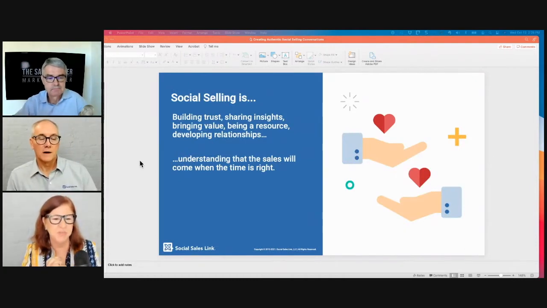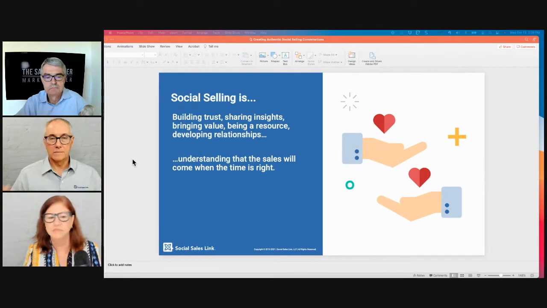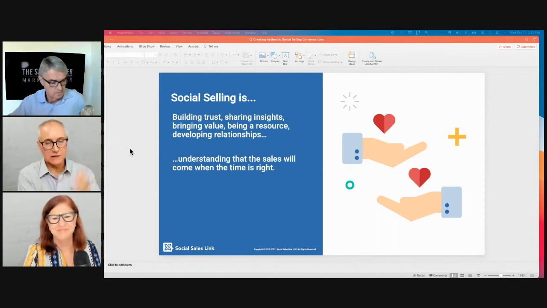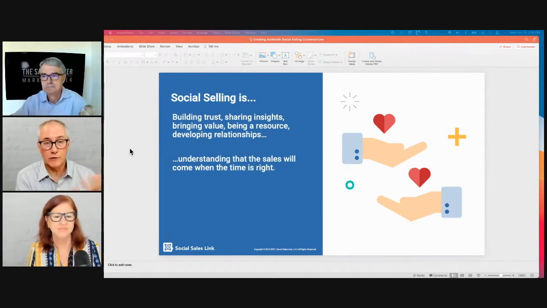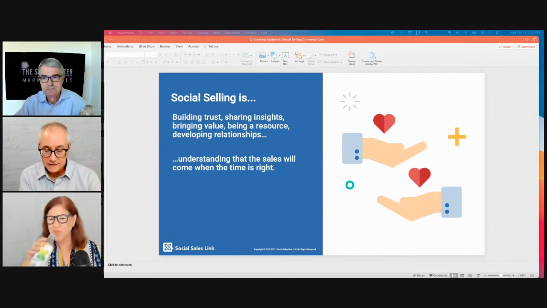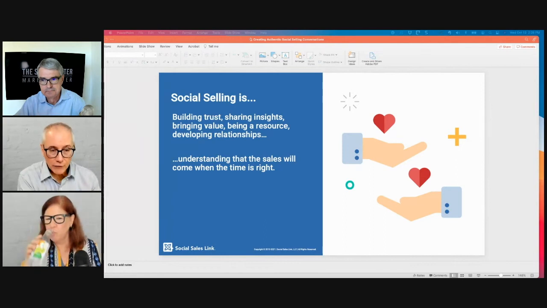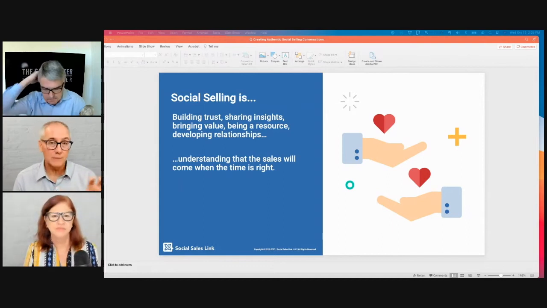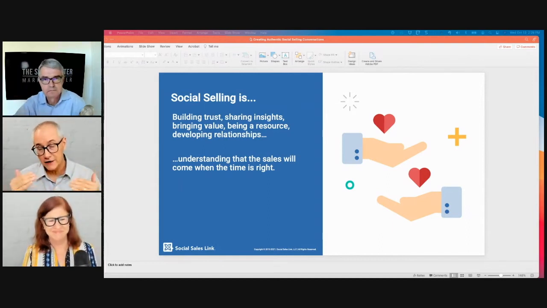So talk about this a little bit, Bill. So if you talk to many social selling LinkedIn trainers, you'll get many different definitions of what social selling is. This is ours. We think it's the most accurate, and we're pretty humble. So social selling is building trust, sharing insights, bringing value, being a resource, and developing relationships, all in understanding that the sales will come when the time is right. So it's an all-encompassing, holistic approach. And we don't settle on just one way of doing it. We talk a lot about the long game, the short game, and the medium range game. And you're going to hear some of that in here.